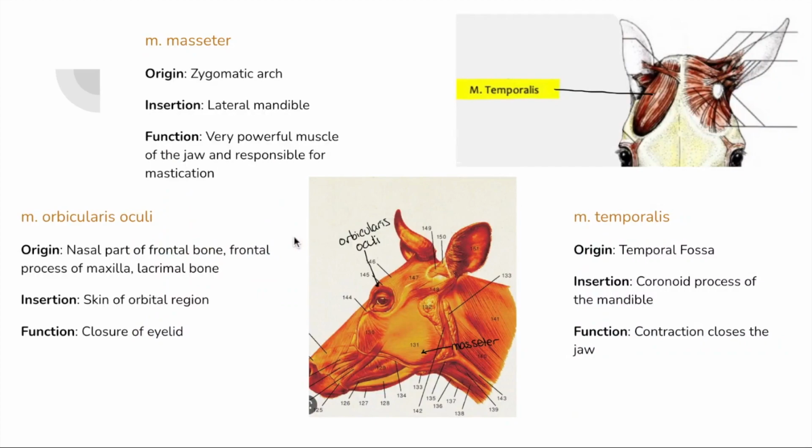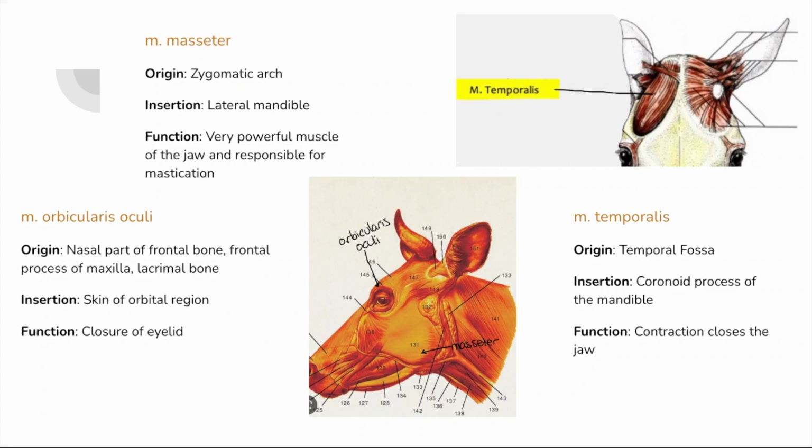So for the orbicularis oculi muscle, it originates at the nasal part of the frontal bone and the frontal process of maxilla and the lacrimal bone, and inserts at the skin of the orbital region, and its function is to close the eyelid. Then there's the masseter, which originates at the zygomatic arch and inserts at the lateral mandible, and it is a very powerful muscle of the jaw, and it's responsible for mastication.